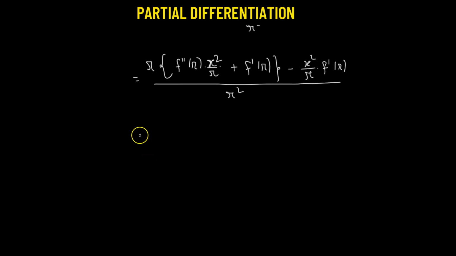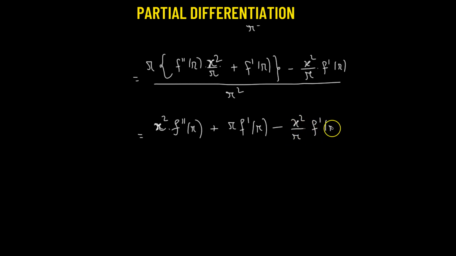So that means we now have r. Here r will get multiplied to this particular r, so they will get cancelled out. That leaves us with x squared multiplied to f double prime r plus r times f prime r minus x squared divided by r times f prime r, whole divided by r squared. Now we'll divide each of the terms in the numerator with r squared.